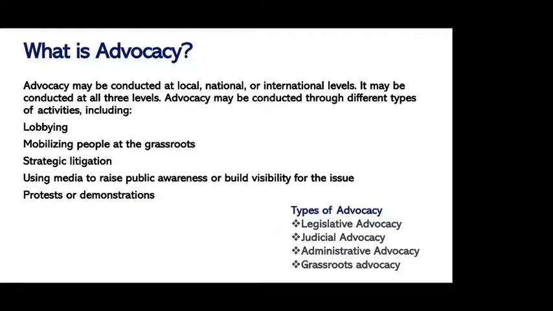So it may be conducted at these 3 levels: national, international, and then local. And then there are different types of activities when it comes to advocacy. Lobbying is a form of advocacy, even though we're going to talk about it differently. Mobilizing people at the grassroots, okay? At the grassroots, that's one way sometimes of getting the support or getting heard.